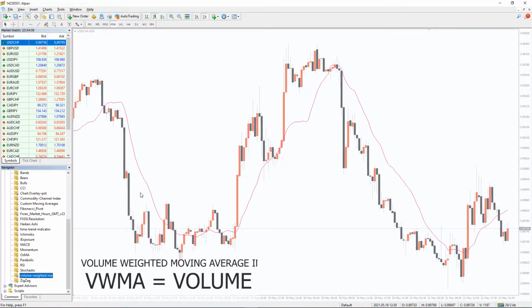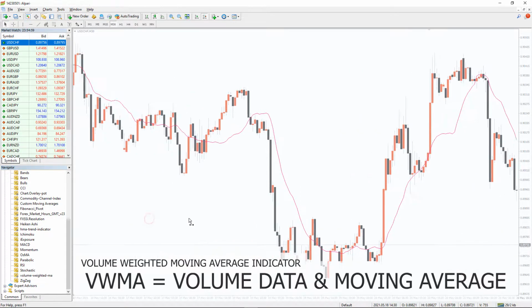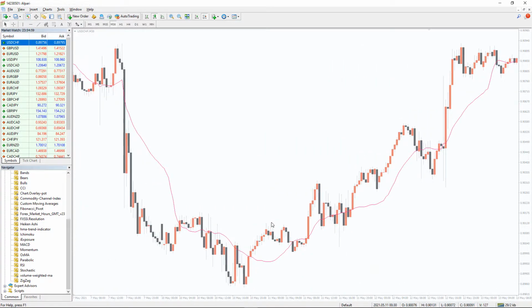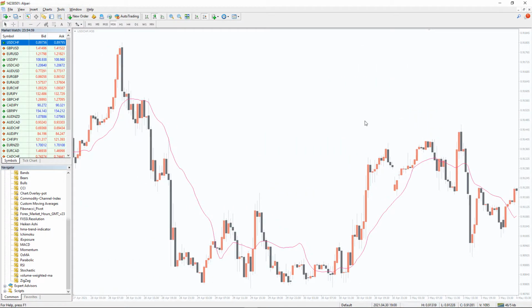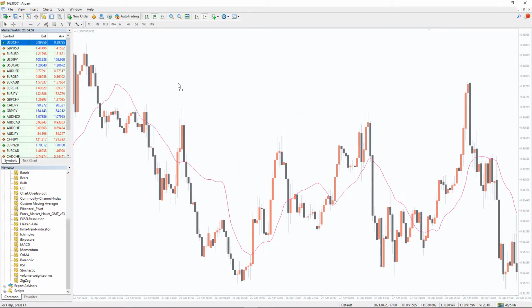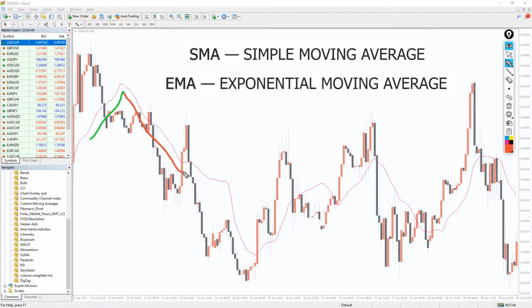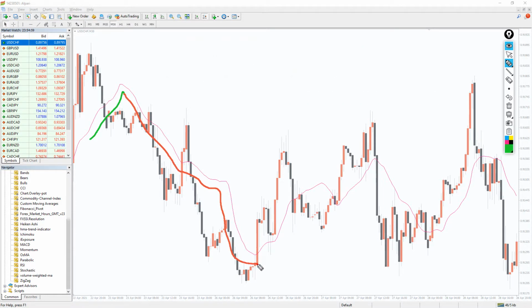The volume weighted moving average indicator represents a combination of volume data and the moving average of the price. This indicator works just like a standard moving average. The only difference is it gives more weight to high volume bars compared to bars with lower trading activities. The indicator appears like a regular moving average. If you are familiar with SMA and EMA, you'll find the volume weighted MA quite easy to trade with.